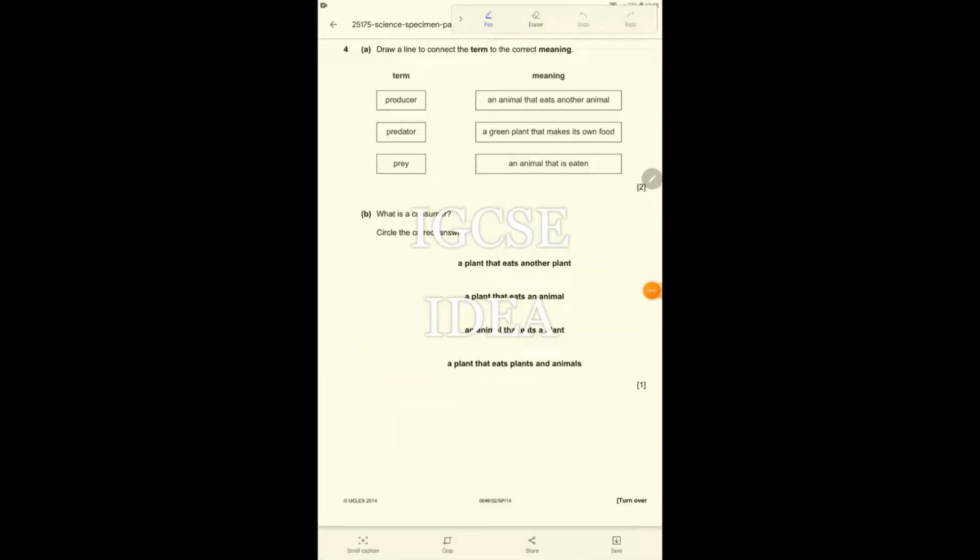Okay, now we have come to the fourth question. Draw a line to connect the term to the correct meaning. Okay, so a producer is a green plant that makes its own food. Now, plants are not only green, they can be other colors such as red or pink. Predator. A predator is an animal that eats another animal. And last, a prey is an animal that is eaten.